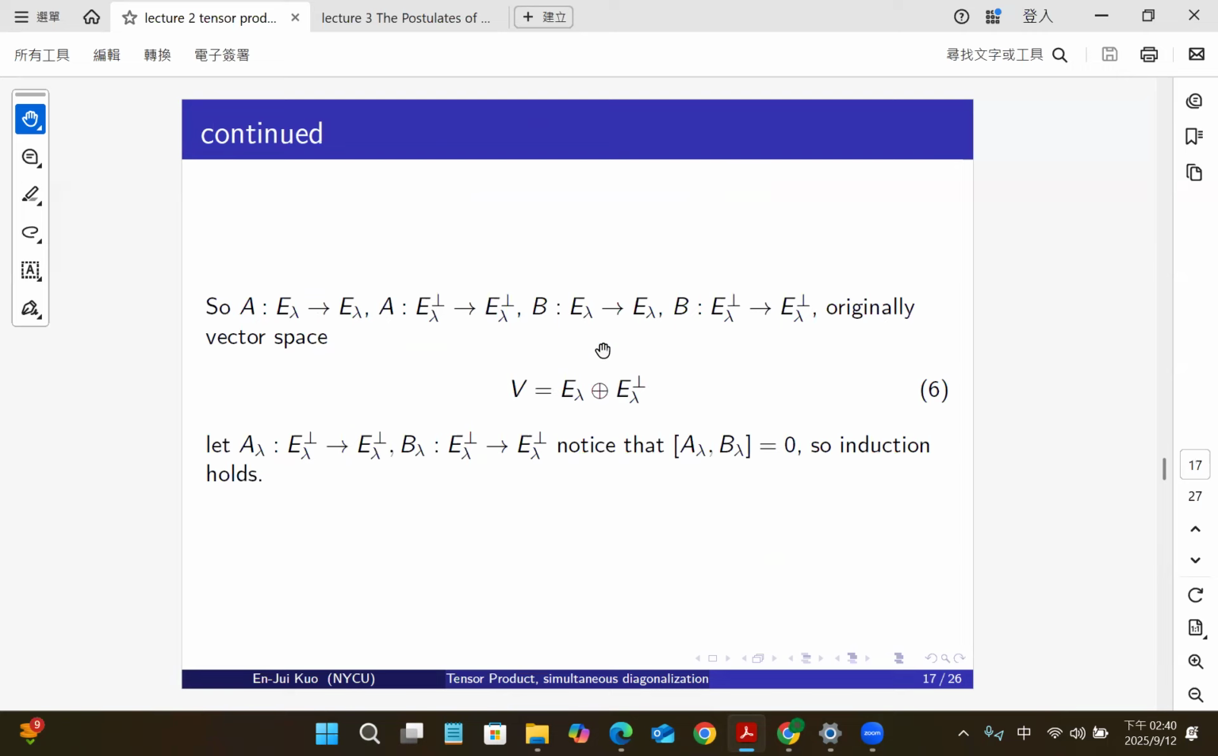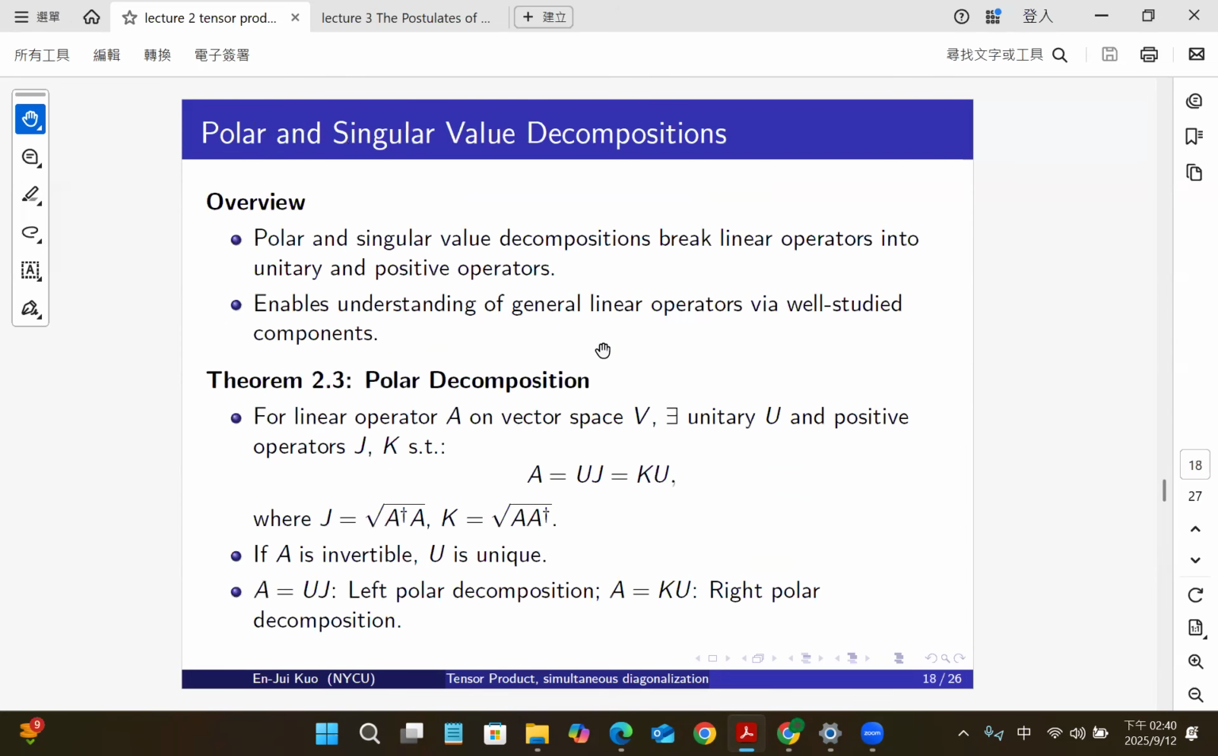So this is different. But I mean, if you don't understand the proof, then it's fine. Okay, so the final small topic is the polar and singular value decomposition. This is important.